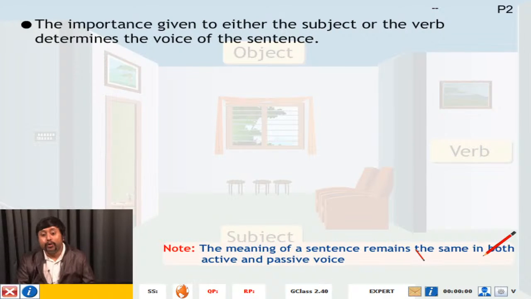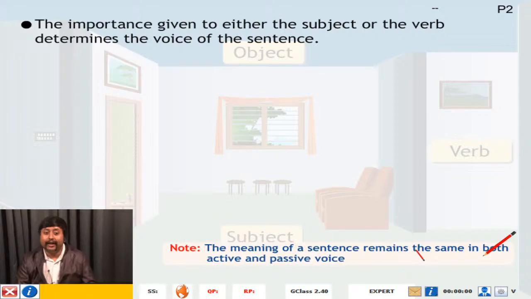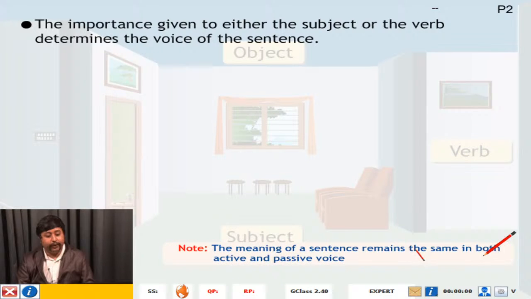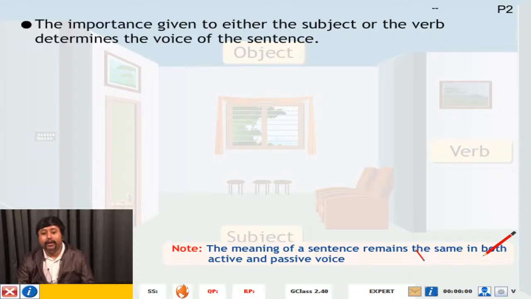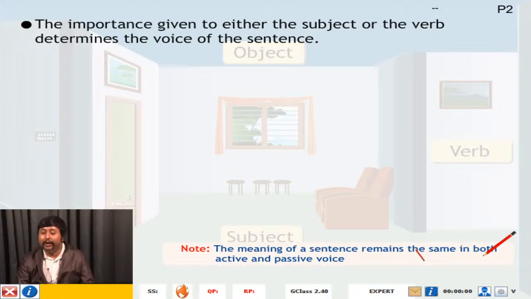এতিয়া আমাৰ important টপিকলৈকে আহি যাওঁ. আমাৰ টপিক কি আছিল আজিৰ কাৰণে? Our topic was active or passive voice, right? So the importance given to either the subject or the verb determines the voice of the sentence. Subject আৰু verbক দিয়া importanceৰ ওপৰত depend কৰি আমি voice টো কি হয় এইটো determine কৰিব পাৰো.